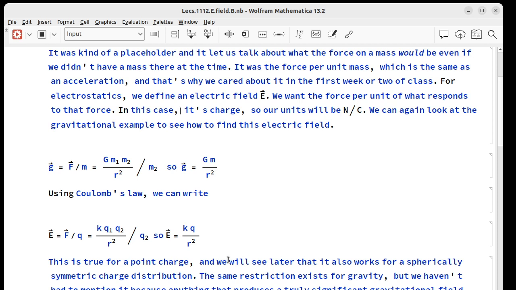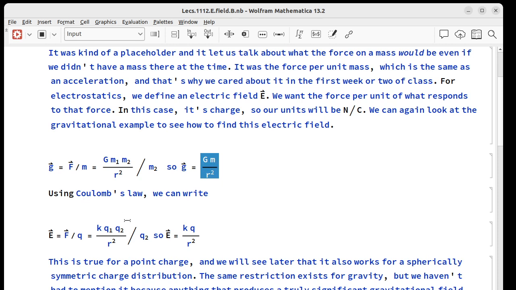For electrostatics, we can define an electric field E, and we want the force per unit of what responds to that force, which in this case is charge, so our units for the electric field will be newtons per coulomb. We can look at the gravitational example again to see how we would find this electric field. In the gravitational case, g is big F over m, so we put big G m1 m2 over r squared divided by one of those masses. That gives us, for the gravitational field of the other mass, G m over r squared.